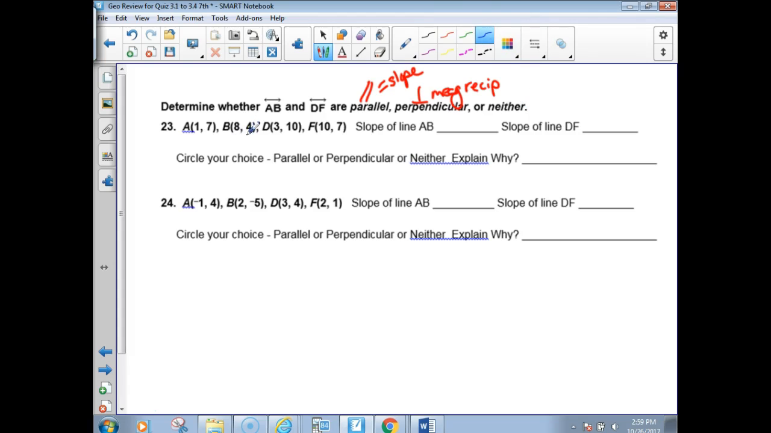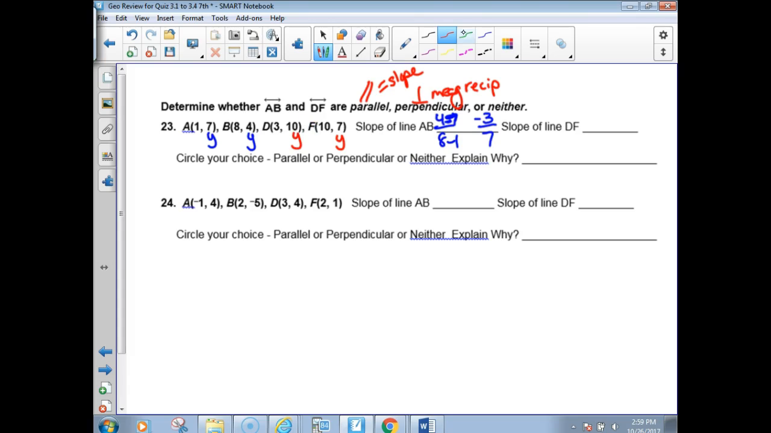So, find the slope of the line through A and B. Take your y's and subtract them. 4 minus 7. Oh, my pen's stuck. So wait for it to relax. All right, there we go. Kind of weird. All right, and then 8 minus 1 on the bottom. 4 minus 7 is negative 3. And 8 minus 1 is 7. So negative 3/7 is the slope of line AB.